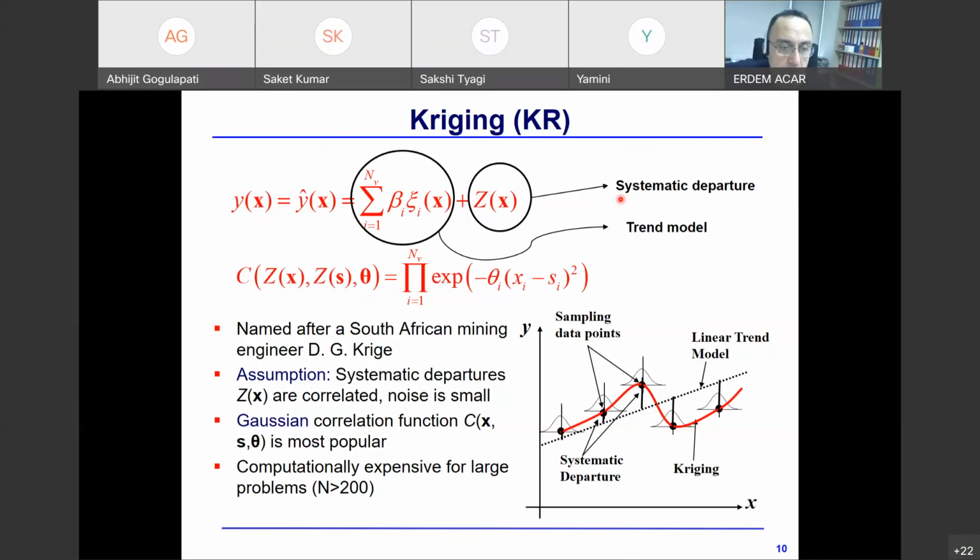Usually, this correlation is modeled with a Gaussian correlation function, which is more popular, but we also have a linear model or exponential model that we can use. The kriging model is computationally expensive for large problems. That is, if the number of simulations is more than 200, then construction of this kriging model also takes time.